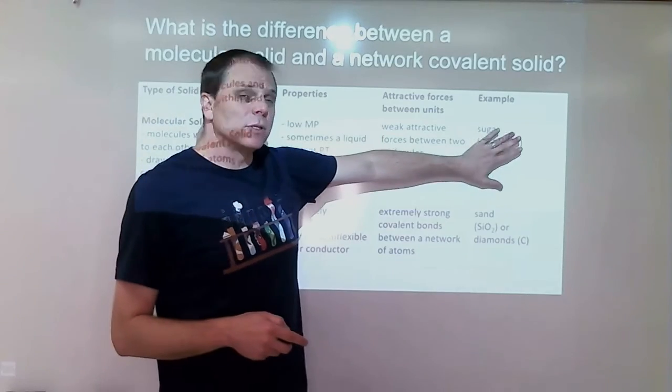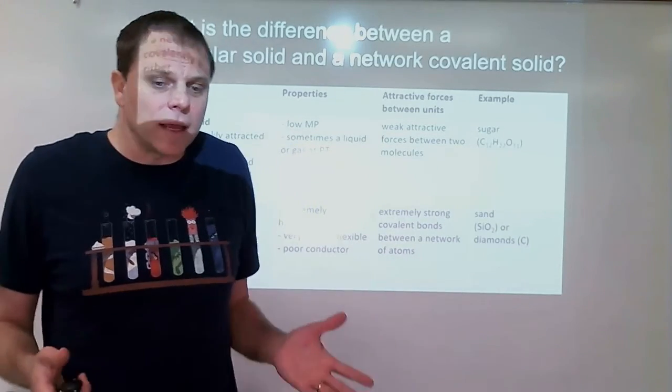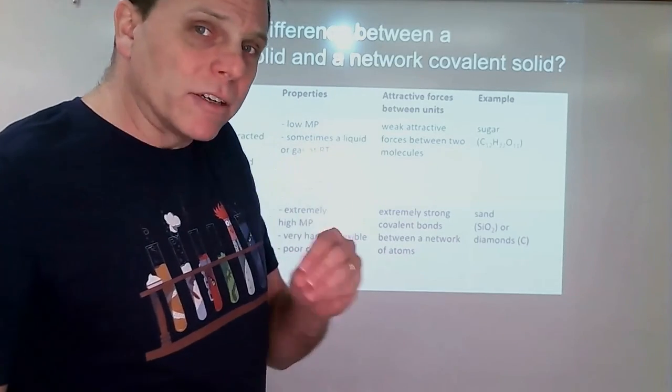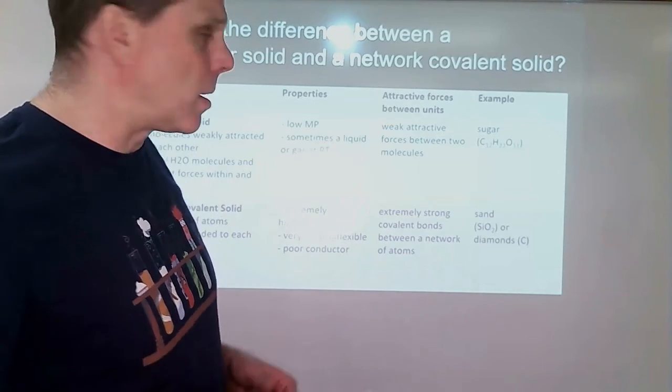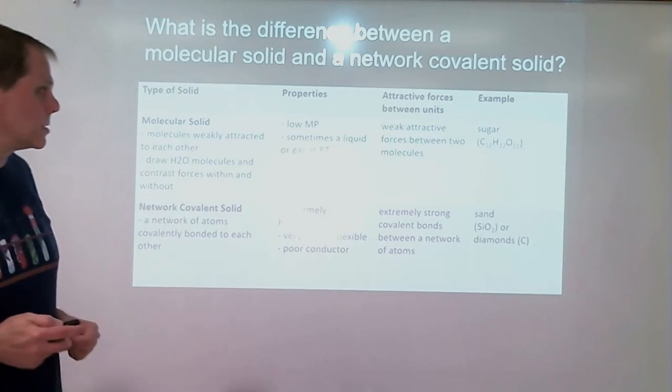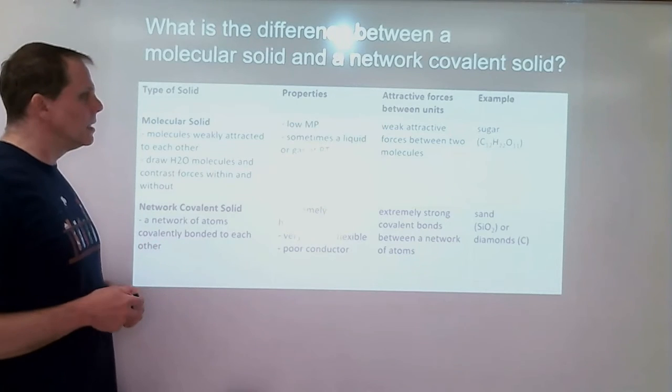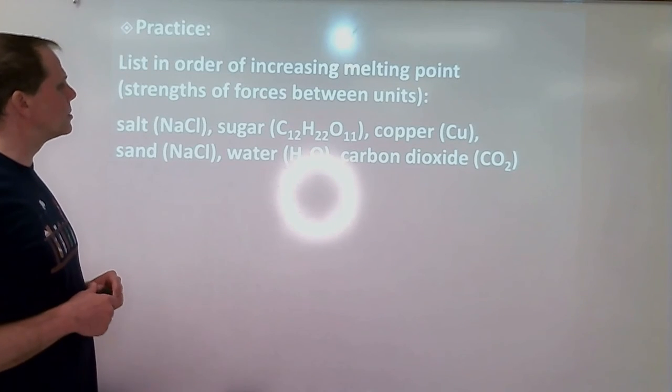Sugar is a great example, sucrose. Sugar forms crystals, right? You have sugar crystals, but those are hydrogen bonds that hold them together, and you can put the temperature up and it starts to come apart. Pretty low temperatures, 185 degrees. So not super low, but not super high.